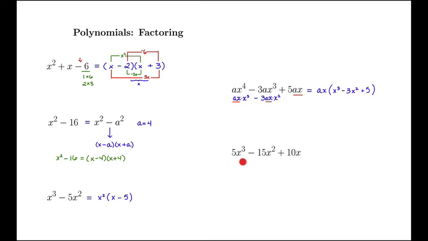If I consider 5x cubed minus 15x squared plus 10x, again I can identify a common 5 in each coefficient, and there is an x in each term. So each term has 5x. So I'm going to write that out in front, and then I'm going to determine what's left over in each term. So if I pull 5x out of the first term, I'm left with x squared. Out of the middle term, I'm left with minus 3 times x, and if I pull that 5x out of 10x, I have plus 2.